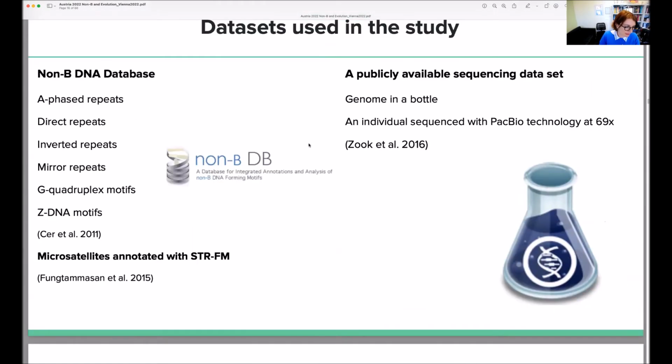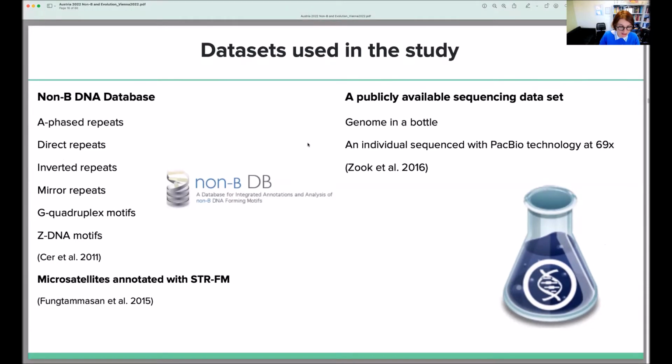For this, we used the annotations of non-B DNA motifs from the non-B DNA database. These are the types of non-B DNA motifs that we've used. This includes A-phased repeats, direct, inverted, and mirror repeats, G quadruplex motifs, Z-DNA motifs, as well as microsatellites that we annotated with our software STRFM. All of these are the motifs that I was talking to you about already.